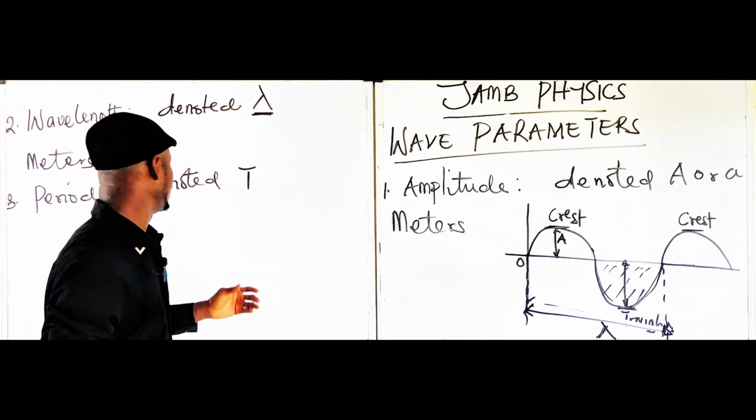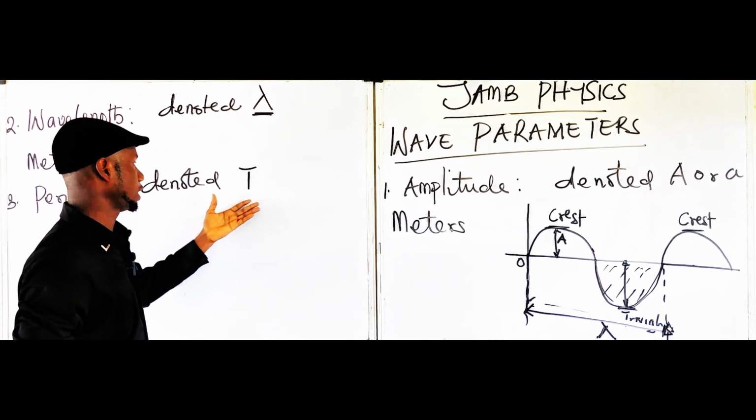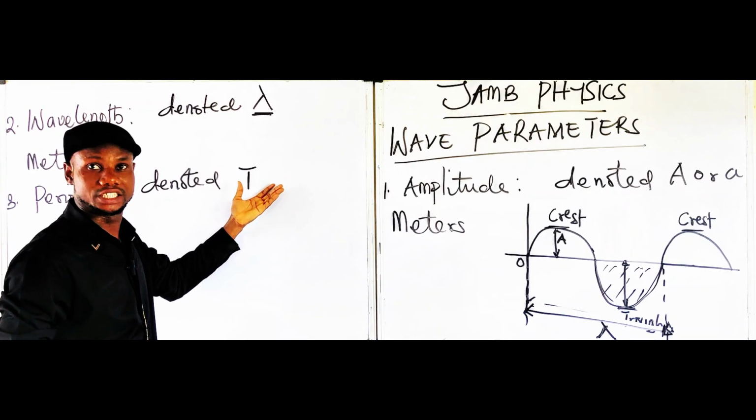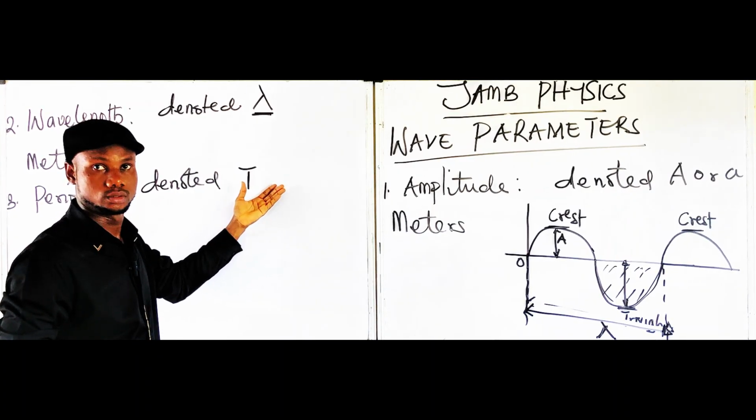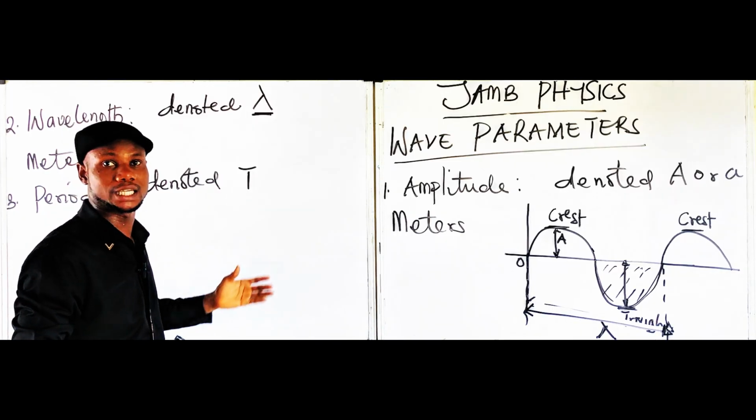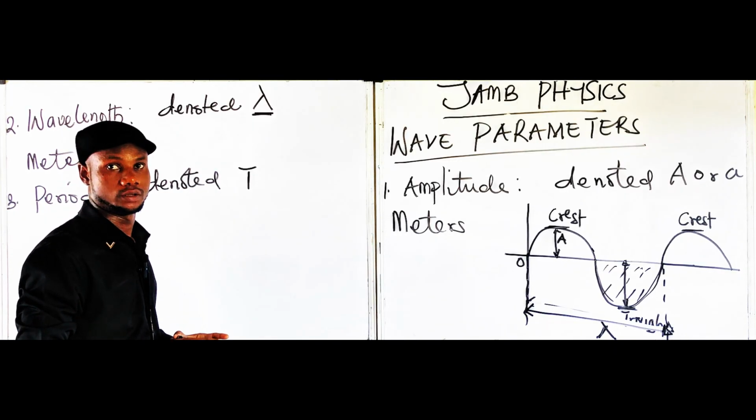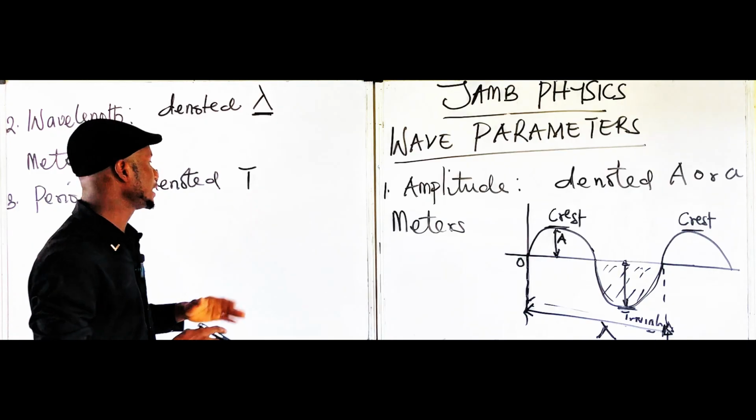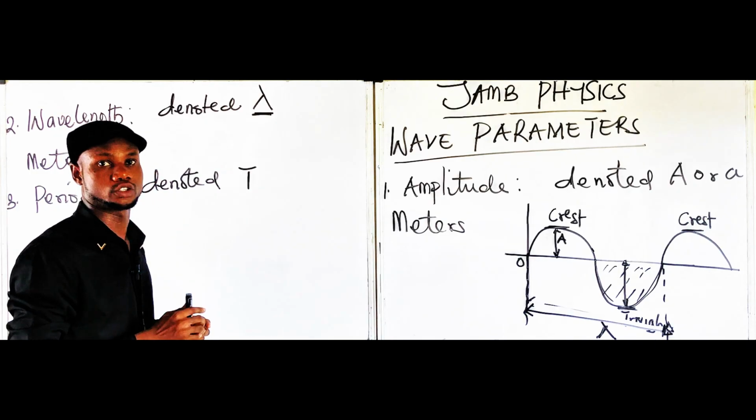All right. Period can be denoted as capital letter T. That is T here. Please take note. Okay. Now the next thing to look into here is the mathematical expression of period. That is T. Now let's look into all the mathematical expressions of T.